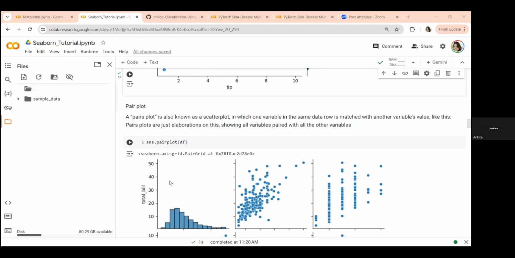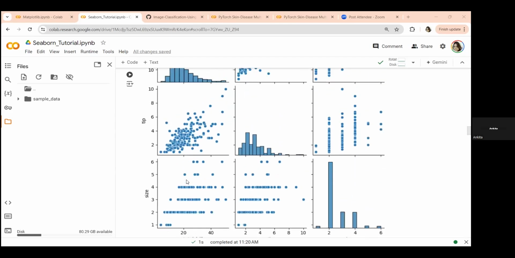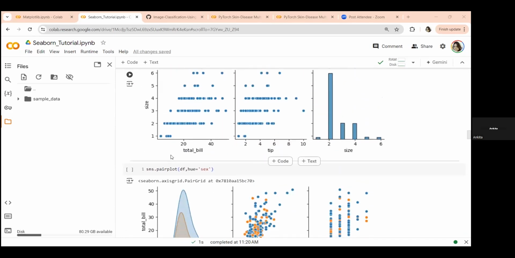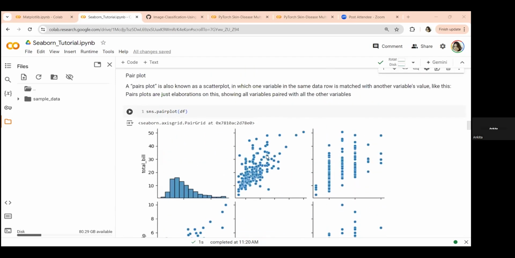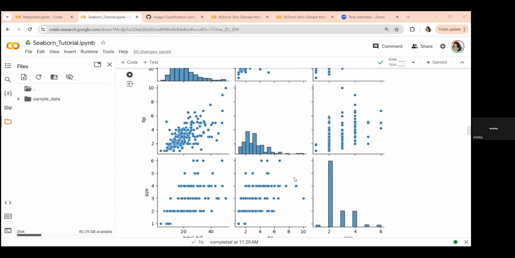The pair plot also represents scatter plots, and this is basically the permutation and combination of all features. This graph represents the permutation and combination of all the features. Using the pair plot, different types of graphs are present here. It shows how many types of relationships between these features are possible. Two or three types of graphs, meaning relationships, are present here.